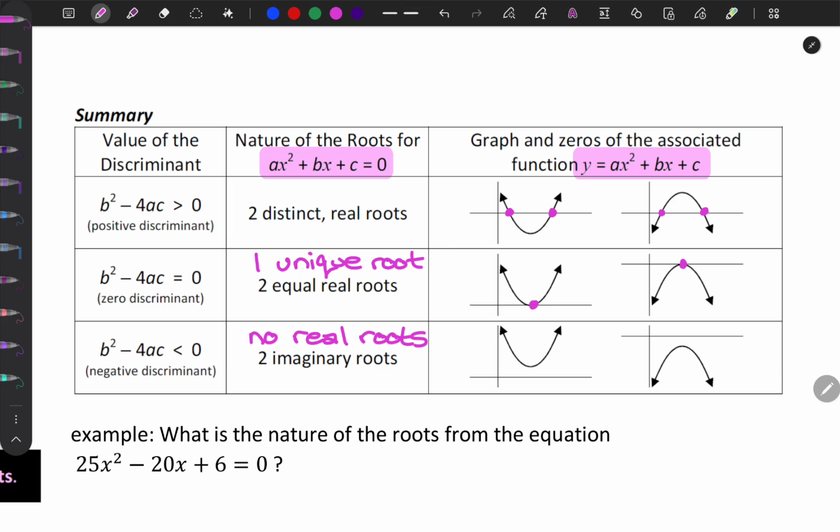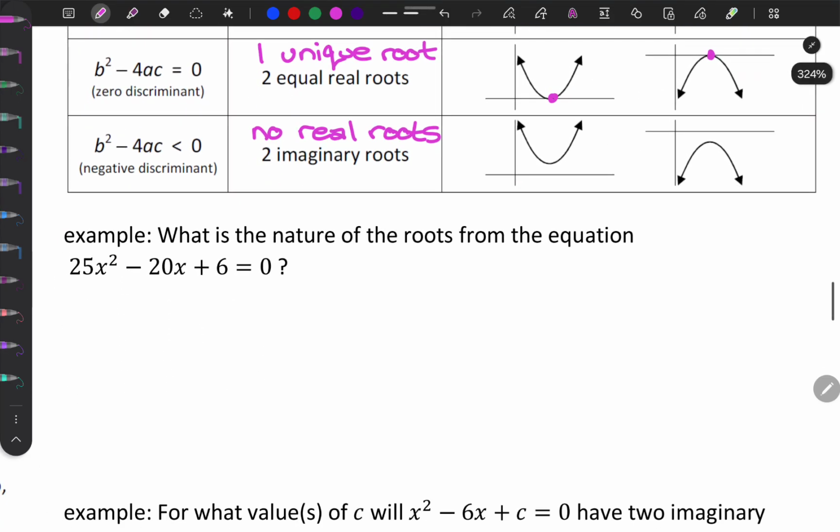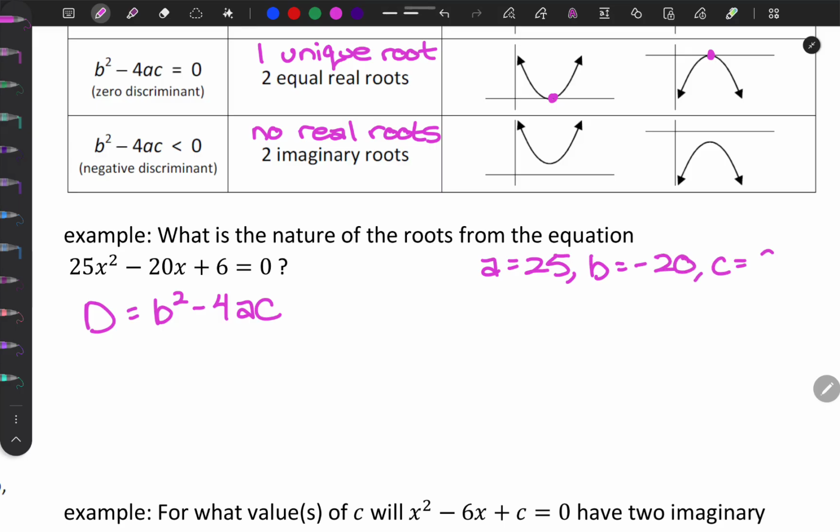Now, if we want to find the nature of the roots, all we do is we calculate the discriminant. So our formula for the discriminant, I'll call it d, is just b squared minus 4ac. Notice there's no square root sign, it's just what goes underneath the square root sign. Now, for this equation here, we have a is equal to 25, b is equal to negative 20, and c is equal to 6.